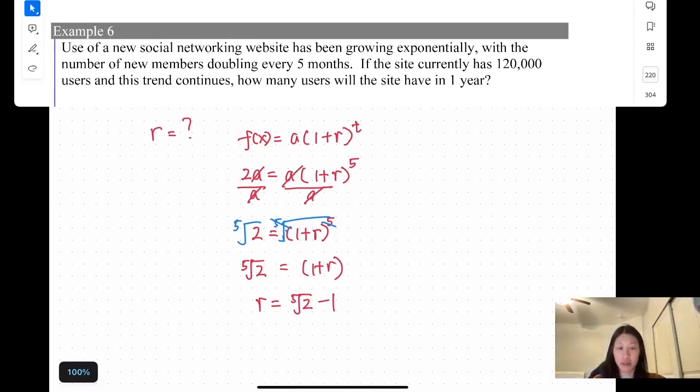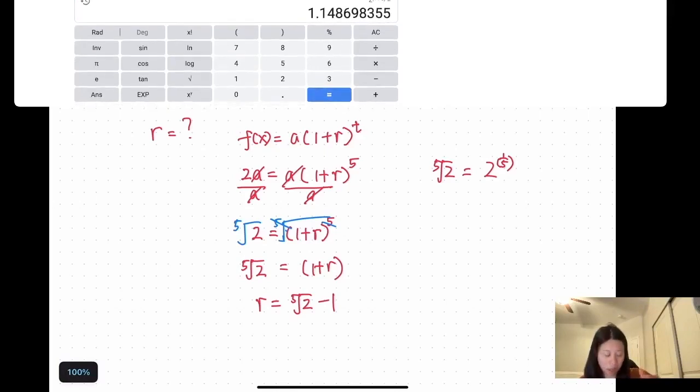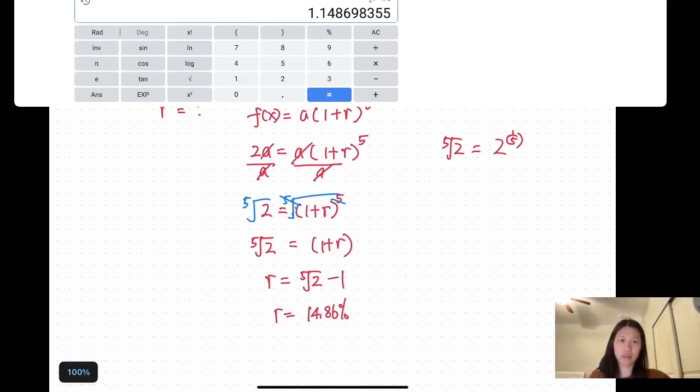So now let's use a calculator. Do you remember how to calculate the fifth root of 2? That is equivalent to 2 to the 1/5 power. I am going to calculate that on the calculator. After I calculate that, I'm sorry I skipped that, but I assume you all are able to do it now. r is equal to, you still need to subtract 1, which is 14.86%. That is the growth rate.